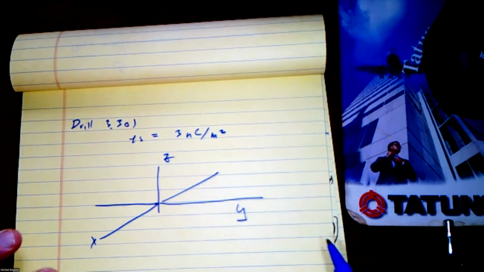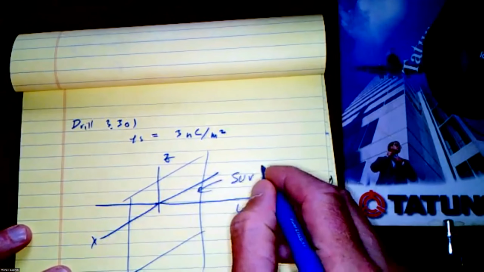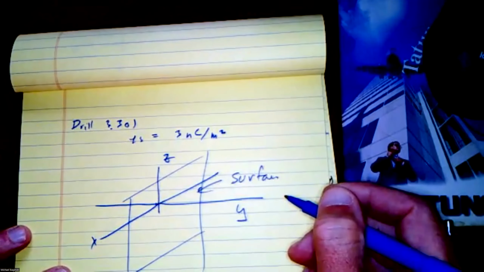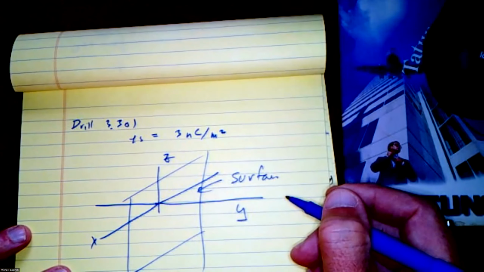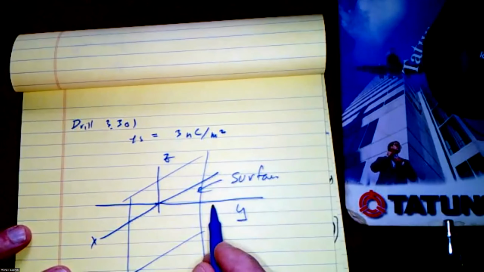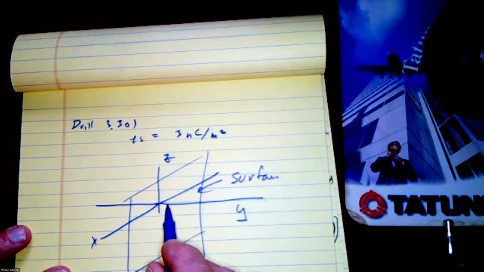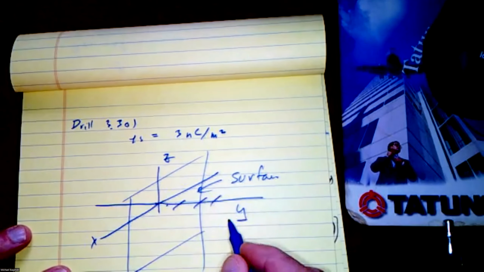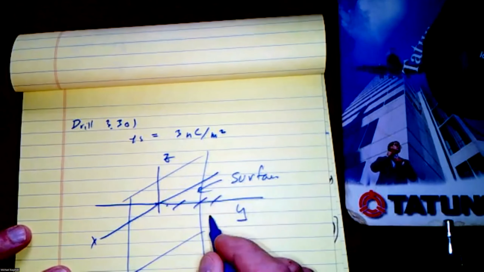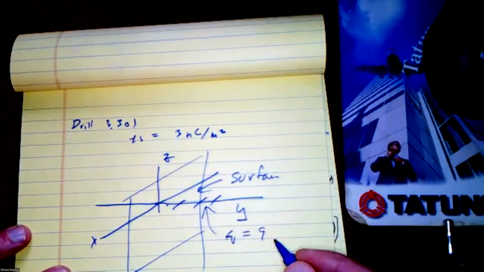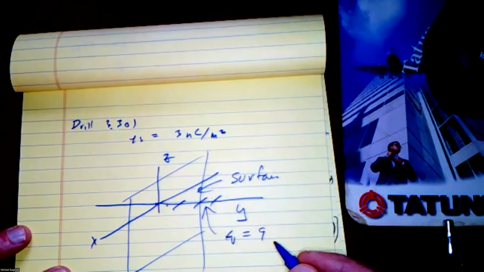So here's y equals 0. He's got this kind of a surface, an infinite surface. Y from 0 to 3, epsilon relative is 9, and for y greater than 3, epsilon relative is 12.